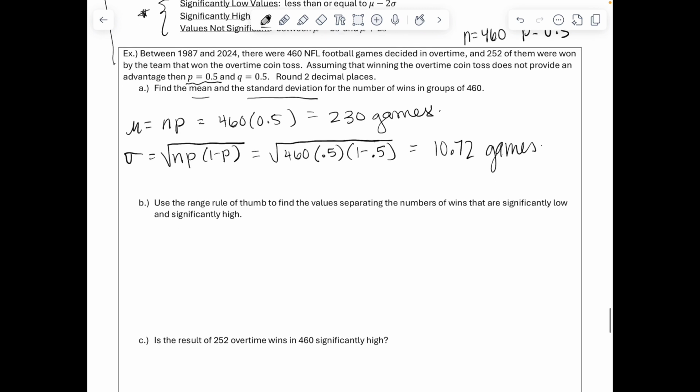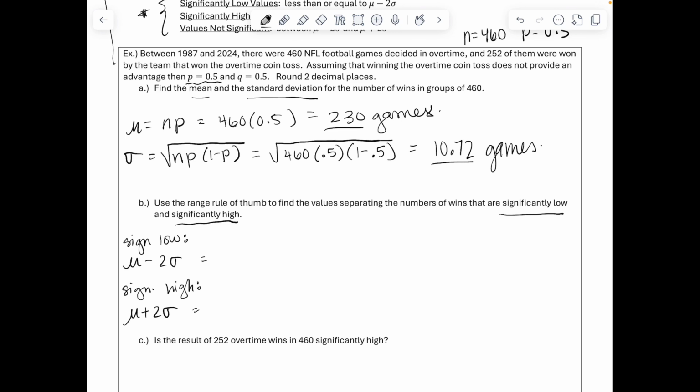Part B says use the range rule of thumb to find the values, separating the numbers of wins that are significantly low and those that are significantly high. So for significantly low, we have mu minus 2 sigma, and for significantly high, we have mu plus 2 sigma. We just calculated mu up above as 230, and the standard deviation sigma is 10.72.